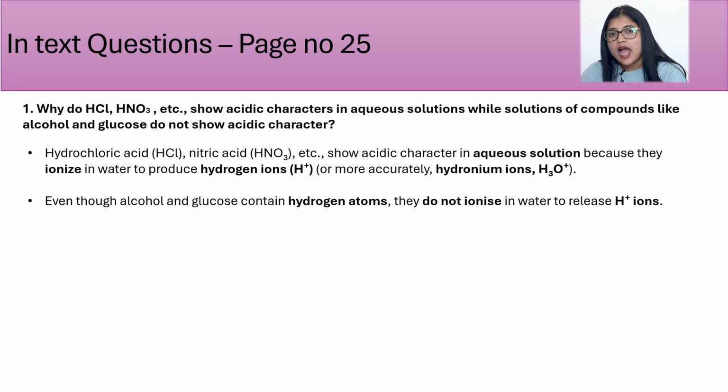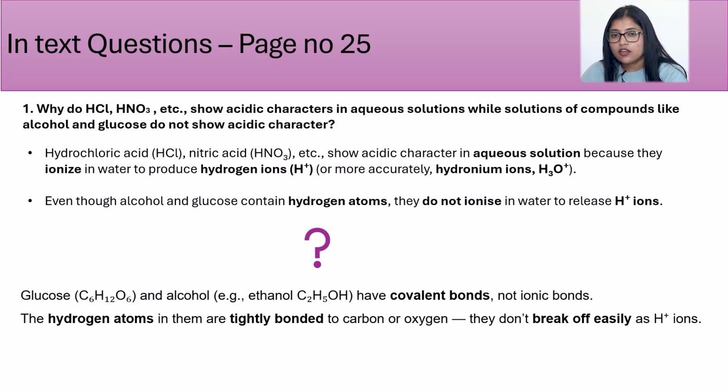On the other hand, alcohol and glucose do have hydrogen atoms, but they do not ionize. Now why don't they ionize? The reason is glucose and alcohol have covalent bonds, not ionic bonds. The hydrogen atoms in them are tightly bonded to carbon or oxygen, because of which they do not ionize in the presence of water. They may dissolve in water, but they do not ionize, which is the requirement for acidic nature.